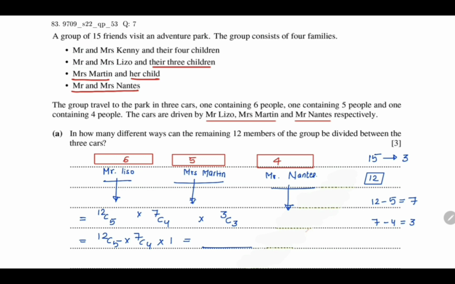See, Mr. and Mrs. Kenny, Mr. and Mrs. Lizzo, Mrs. Martin, and Mr. and Mrs. Nentis. These are adults. So 2 plus 1 is 3, 3 plus 2 is 5, plus 2 is 7. So we have 7 adults and the remaining are children. So out of 15, 8 are children. We can count also: 4 plus 3 is 7, plus 1 is 8. So we have 7 adults in total and 8 children. Let's again go back to our question.